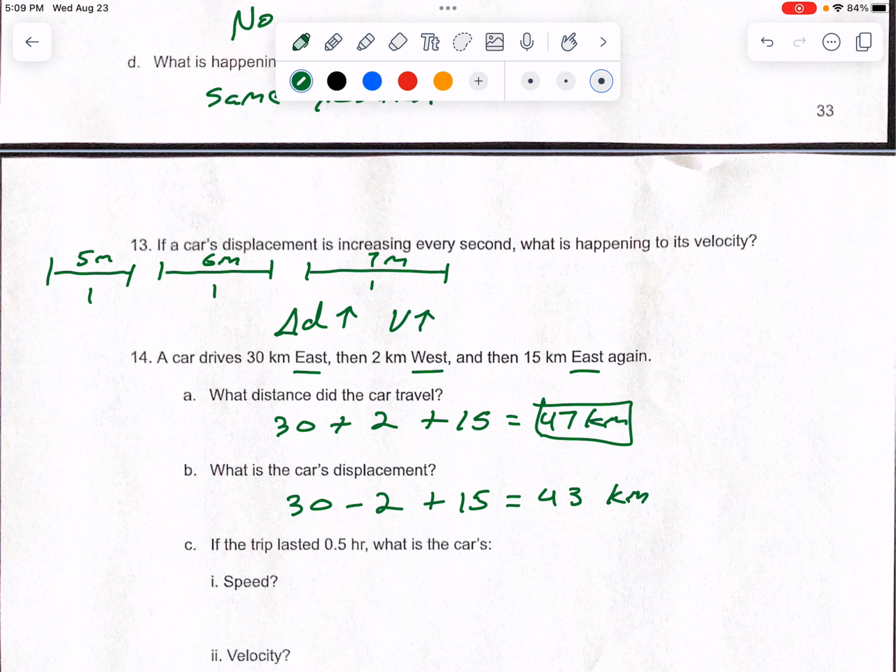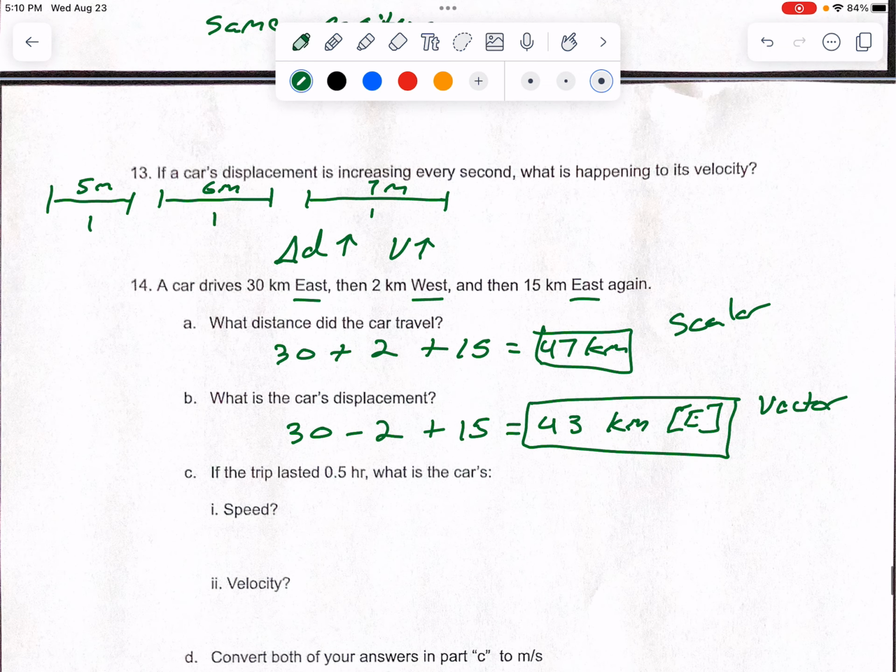Now be careful. Distance doesn't care about direction, so this would be scalar. No direction, just a number and a unit. Now 43 kilometers, I ultimately ended up east. So I still need that in my answer right there. And that would be an example of a vector.